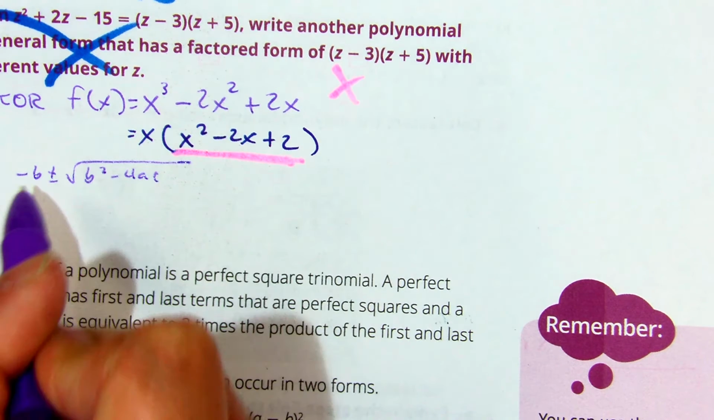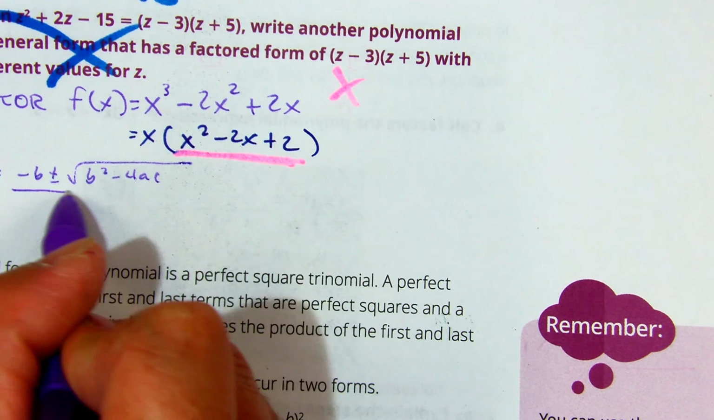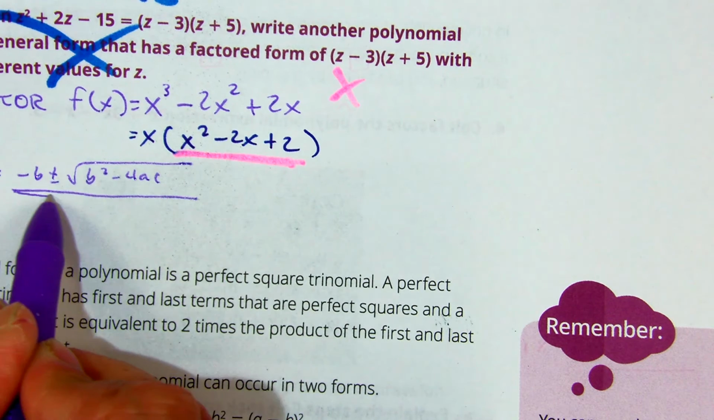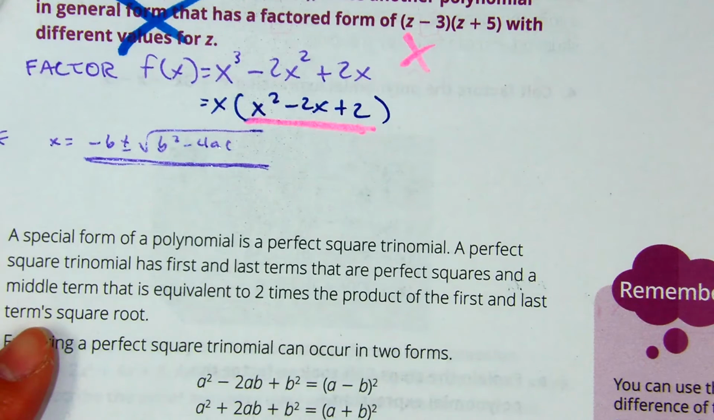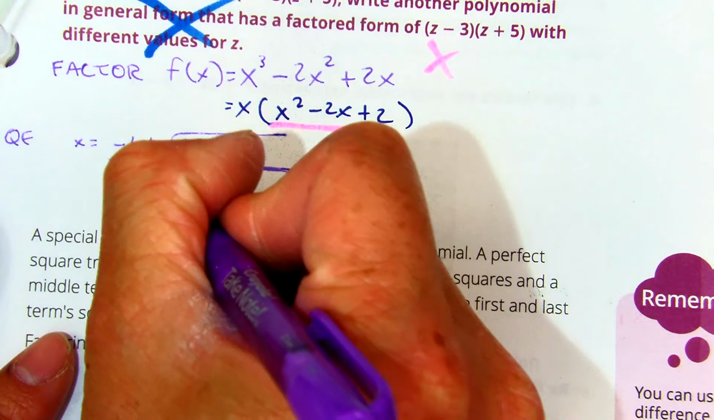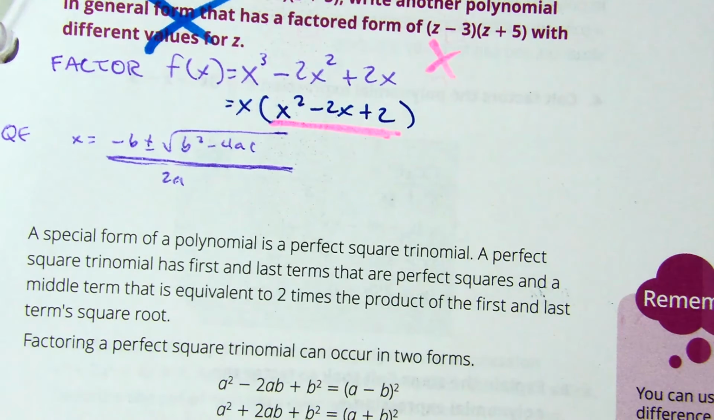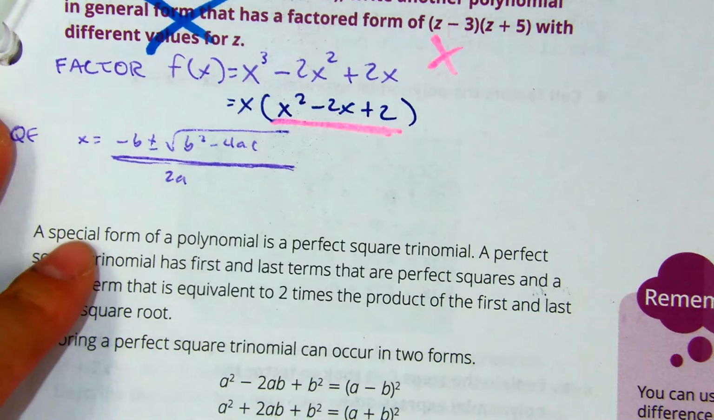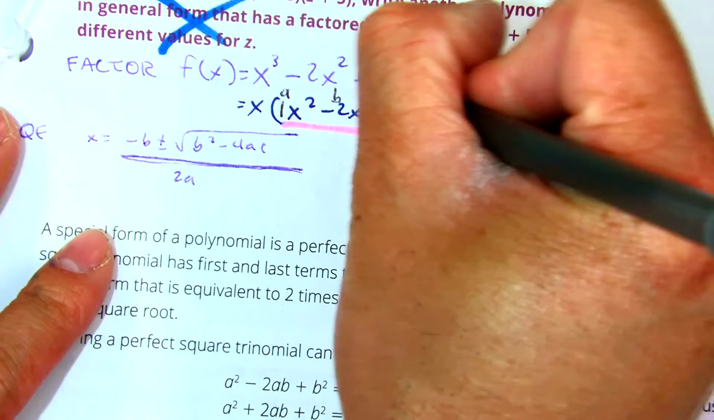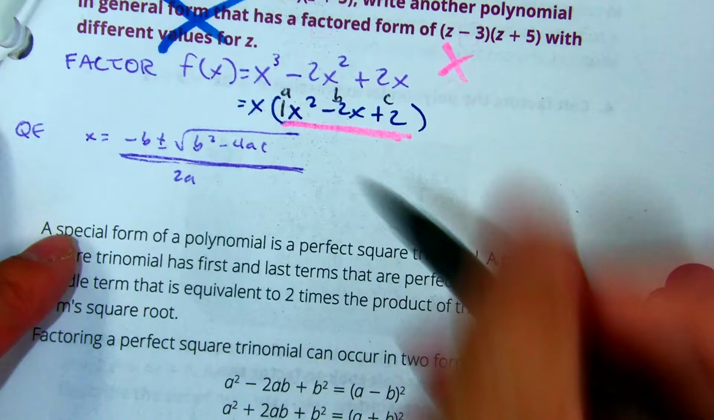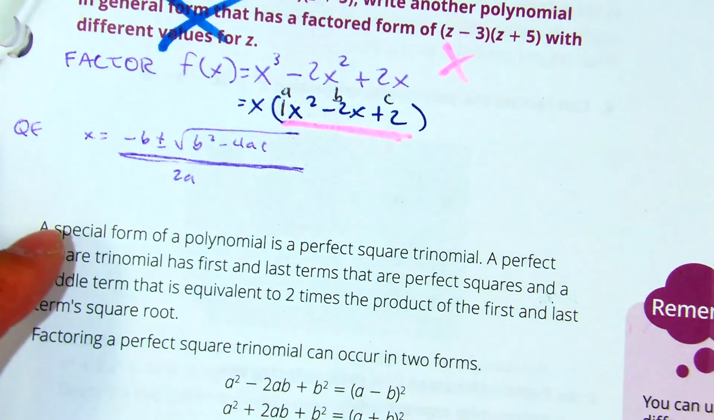Okay, there were two basic mistakes the students were making. Number one is this division sign. Make that very long. All over 2 times A. Remember your A value is inside, so that is 1. B value is negative 2, and C is positive 2.